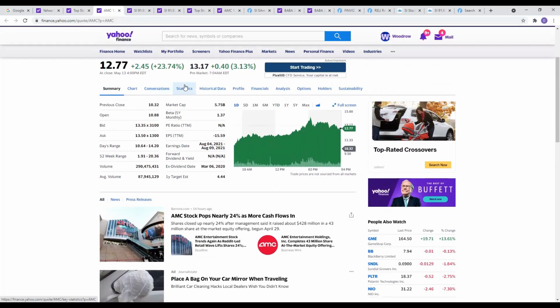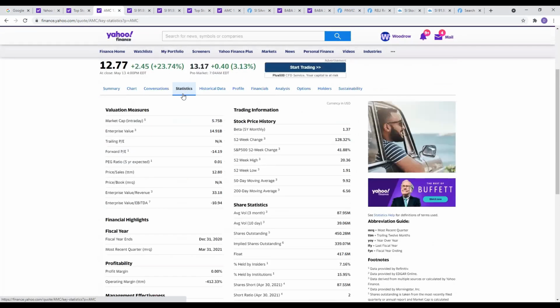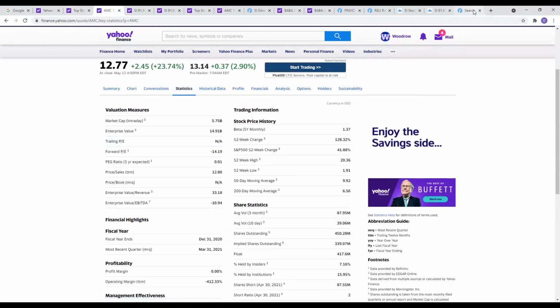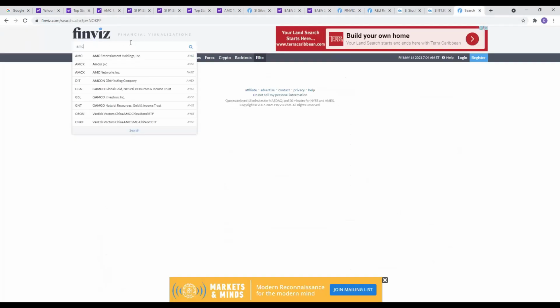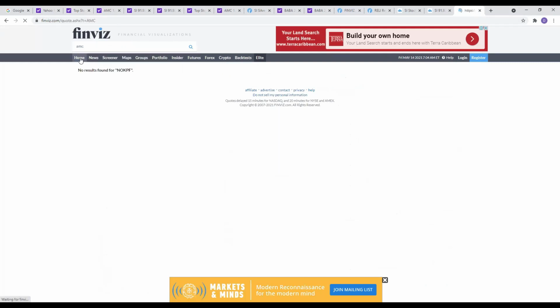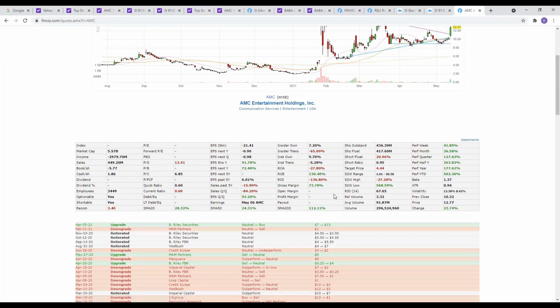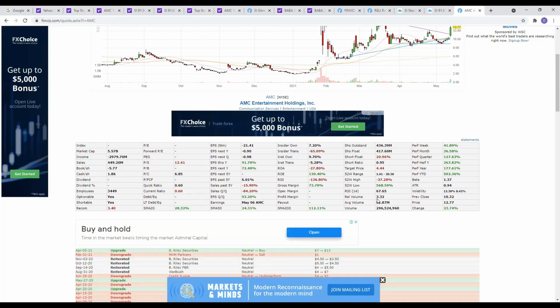I want the relative volume. Let's look for the relative volume for AMC. The relative volume is 3.32. So the relative volume is greater than 2. This means that this stock is trading 3.2 times higher than what it normally trades at, which is very good. Let's look at the float. The float is 417 million. The shares outstanding is 436 million. So it doesn't really look like it has a low float.